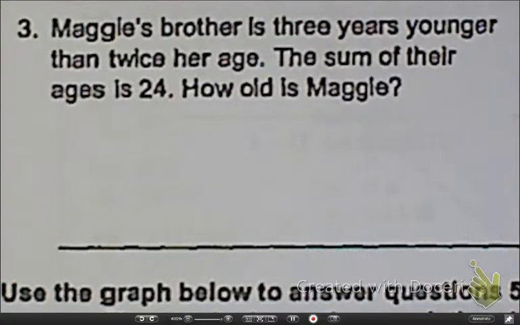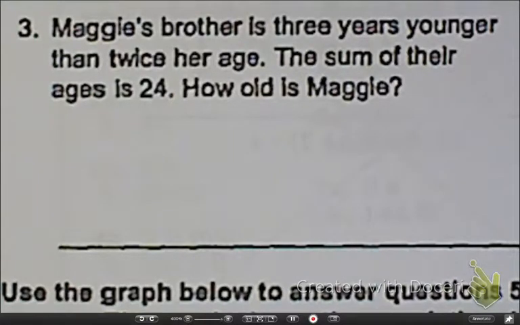All right, and then the last one I want to look at for today is a word problem. It's from the very next page, on page 22. It's from a problem-solving worksheet, and it's number 3. It says, Maggie's brother is 3 years younger than twice her age. The sum of their ages is 24. How old is Maggie? So let's look at this together.